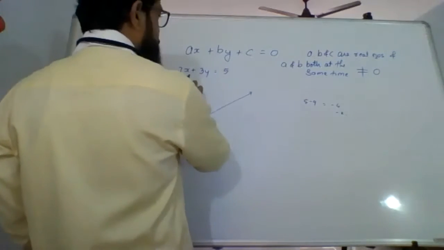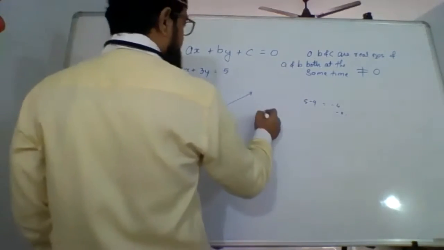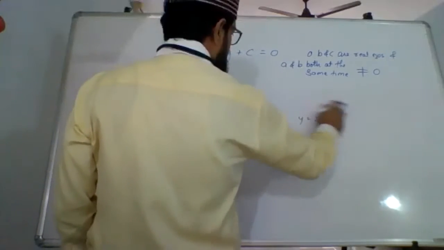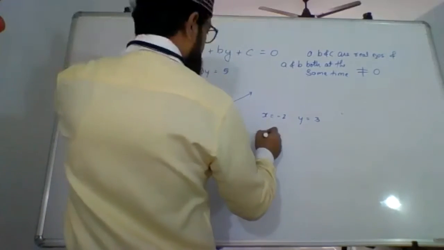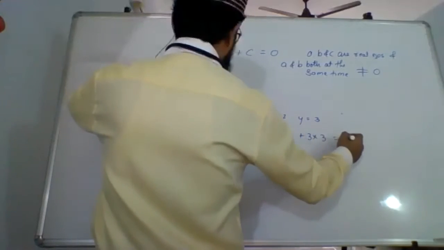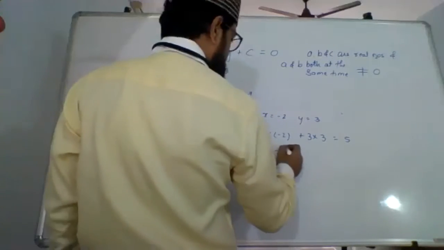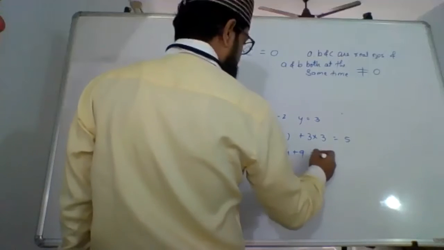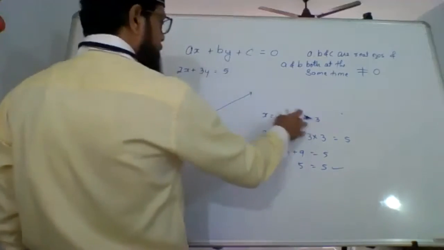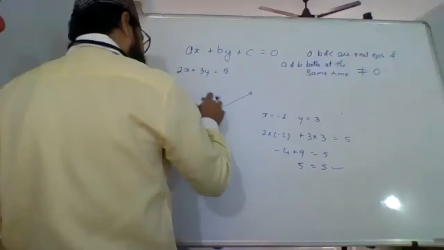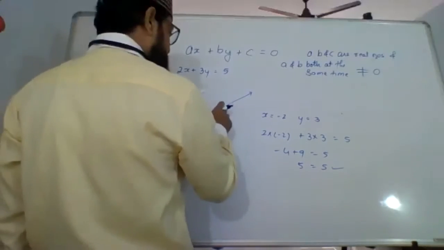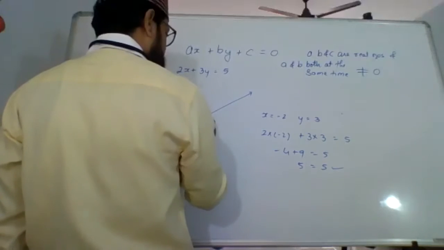For example, if x equals minus 2 and y equals 3, what will happen? So 2 into minus 2 plus 3 into 3 equals 5. 2 into minus 2 is minus 4 plus 9 equals 5. That is 5 equals 5. So this fulfills this condition. So (minus 2, 3) will also lie on this line. (1, 1) will lie somewhere over here. (Minus 2, 3).